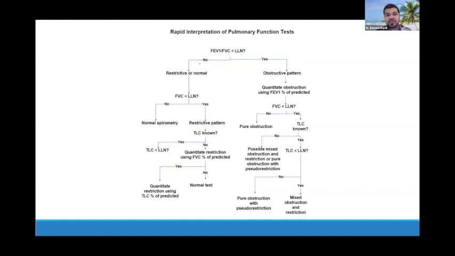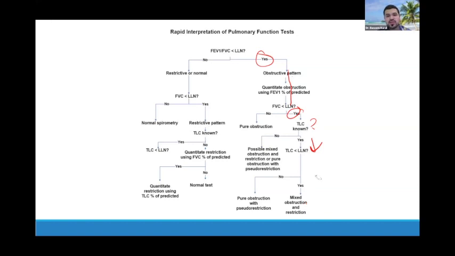Now, if he has obstruction because the ratio is low, and his FVC is also low, his forced vital capacity is low, then if we have lung volumes, we'll ask, do we know the total lung capacity? If we do not know, we'll say that this could be mixed obstruction and restriction, or could be just simply obstruction. We do not know. But if we actually have the lung volumes and we look at the TLC, if the TLC is low, then that confirms that this is a mixed disorder because the total lung capacity is decreased. So there's obstruction and there's restriction. Could be from one disease process, or it could be from two separate disease processes happening at similar times.